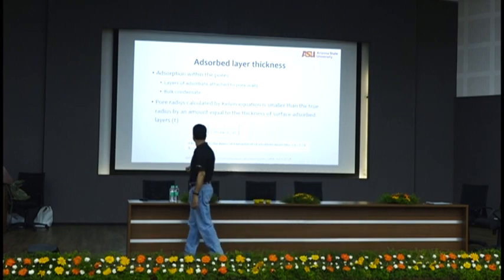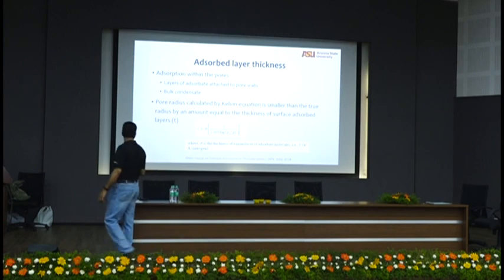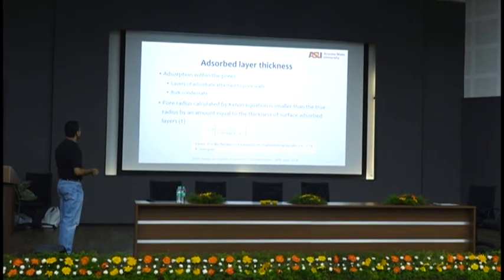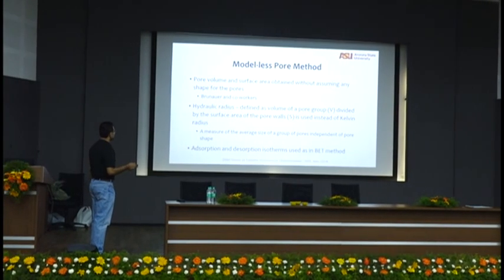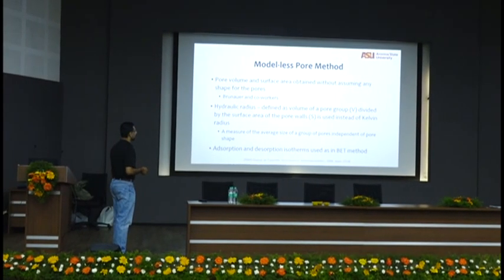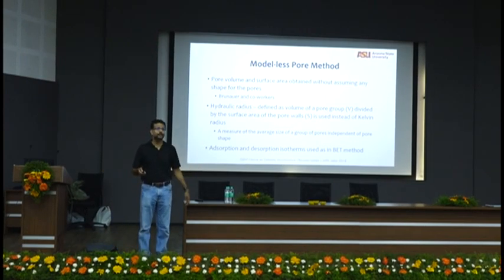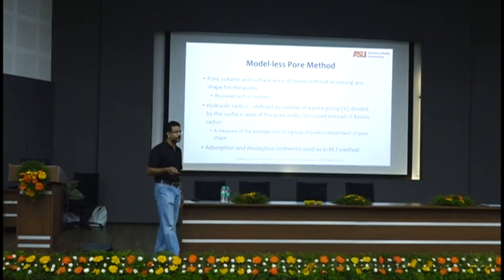That's the adsorbed layer thickness. The pore radius calculated by Kelvin is smaller than the true radius, but you correct for that with this parameter. There is a model-less pore method. All of these assume cylindrical pores, and somebody comes and asks, who told you there are cylindrical pores in concrete? Good question. They're not cylindrical.